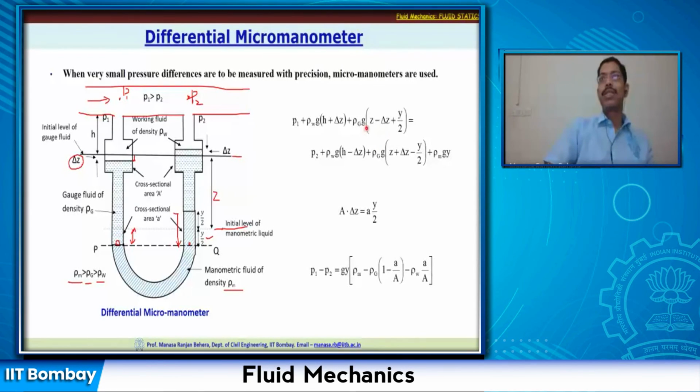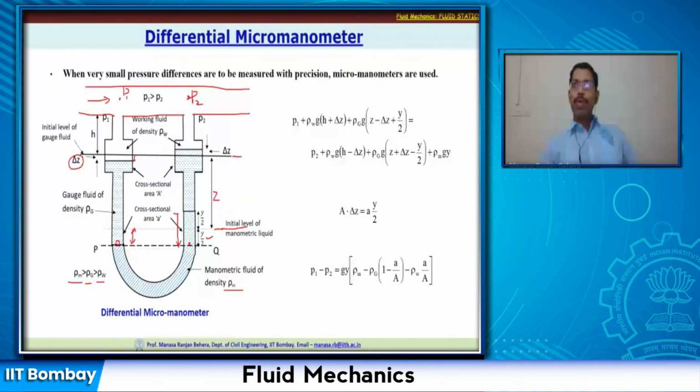Then that is equal to P2 on the other side plus rho Wg H minus delta Z, because it has reduced now, plus rho G, the gauge fluid, multiplied by gravitational acceleration G multiplied by Z plus delta Z, because the delta Z has increased here, minus y by 2, which has reduced here, plus then you have the manometric fluid. So the manometric fluid is rho m G y.